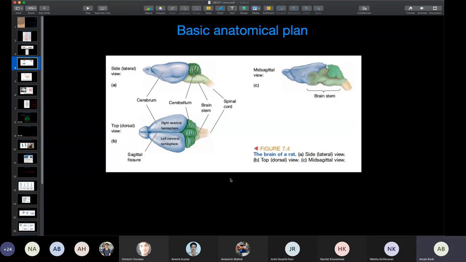Now, what are the basic anatomical planes? As I said, you need to know the sagittal, dorsal, and ventral. This is the top of the brain. This is the dorsal, which I call the top of the brain, and this is the ventral part.